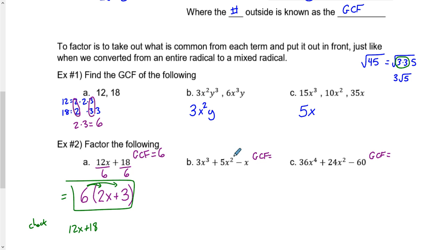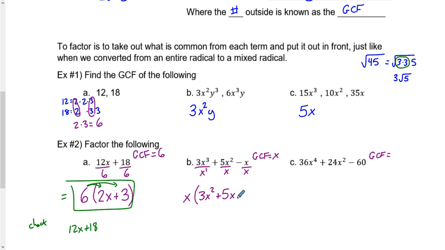How about our next one? Our greatest common factor between 3x cubed, a 5x squared, and an x. Well, the only thing that's common is an x. So if we divide each of our terms by x, that x goes out in front. 3x cubed divided by x, same base dividing, we would subtract the exponents. 3 subtract 1 is 2. 5x squared divided by x would be a 5x, because x squared divided by x, 2 subtract 1 is 1.